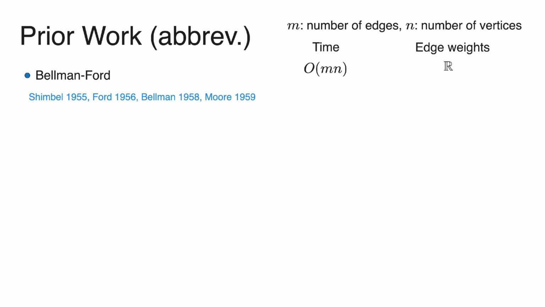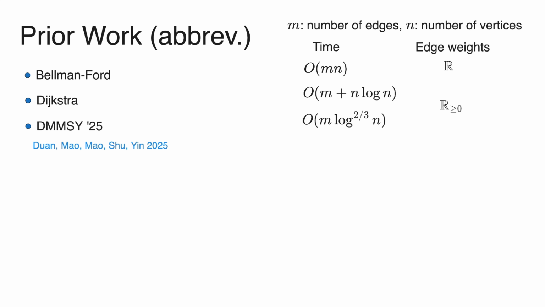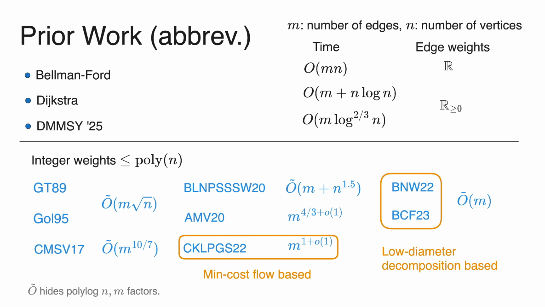There has been tons of research on this problem. Without any constraint on the graph, Bellman-Ford was the best algorithm. And if we know the graph is non-negative, then Dijkstra is much faster. There was a recent breakthrough which improved Dijkstra on the sparse graphs. An important special case is the graph has integer edge weights. There are many efficient algorithms for this case. One is based on min cost flow, and another is based on low diameter decomposition. And the one based on low diameter decomposition can give you a nearly linear running time algorithm.